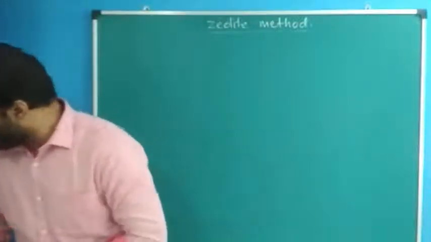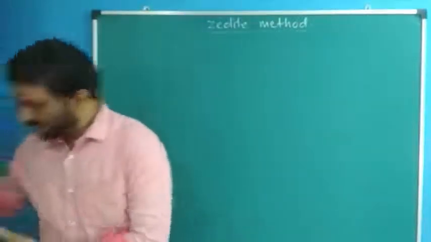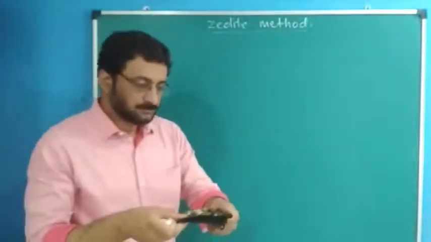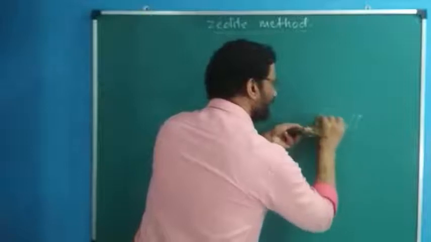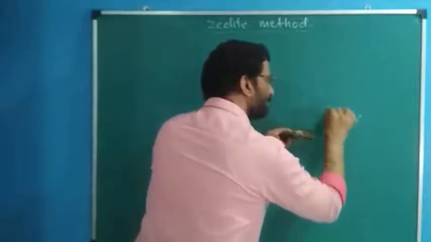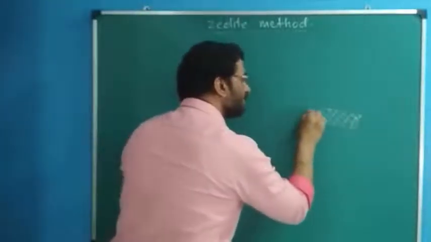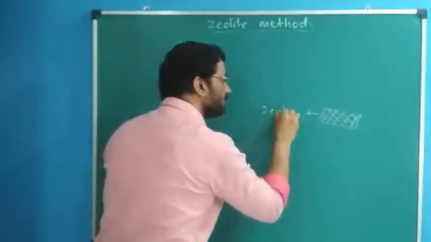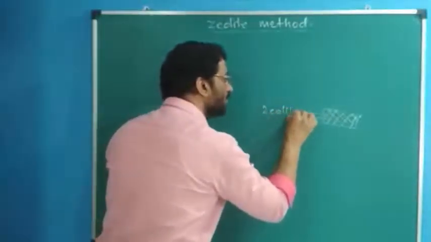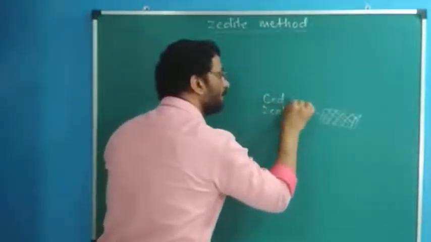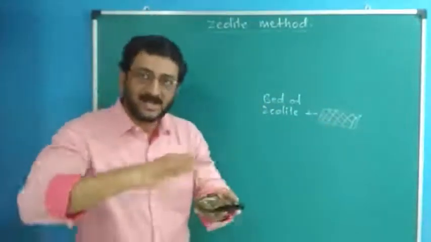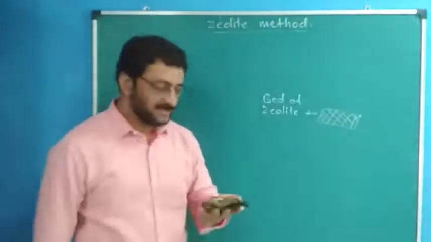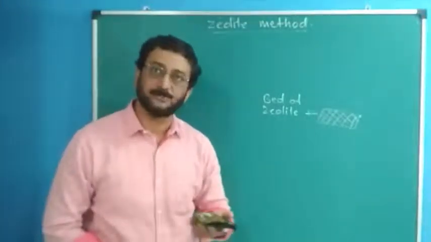If I want to show very roughly, this is my mask I am using. Suppose it is a bed of zeolite. This is a bed of zeolite having a gel-like structure. This is a zeolite, or it is called a bed of zeolite. Maybe like this. It has a net-like structure. It has a gel-like structure.